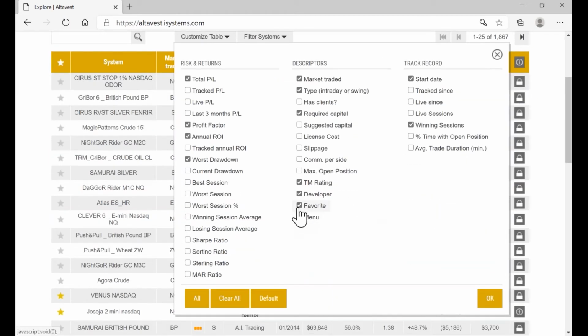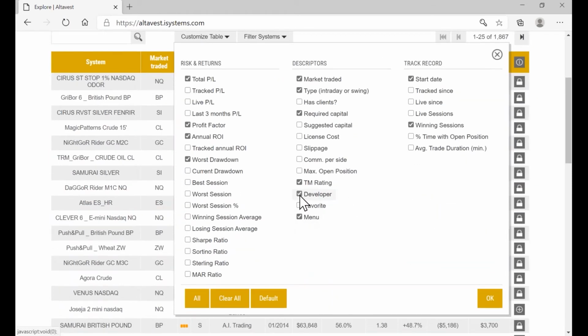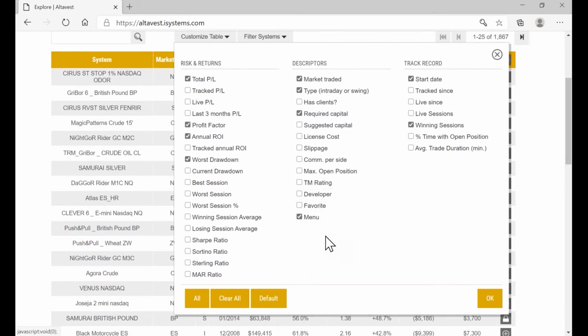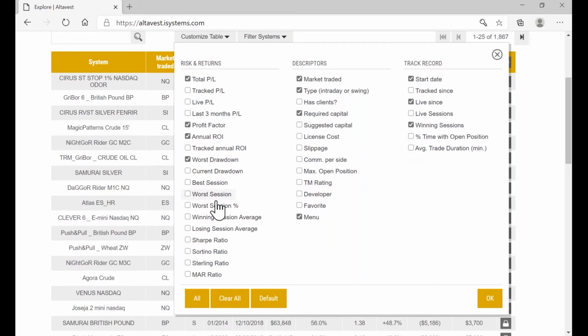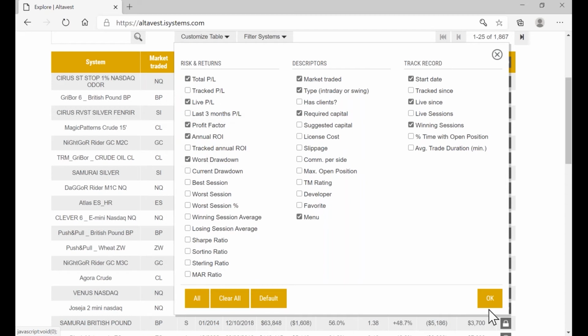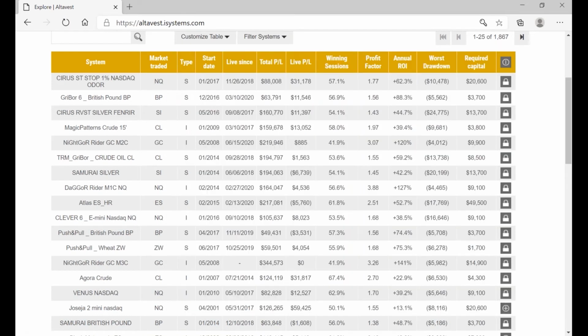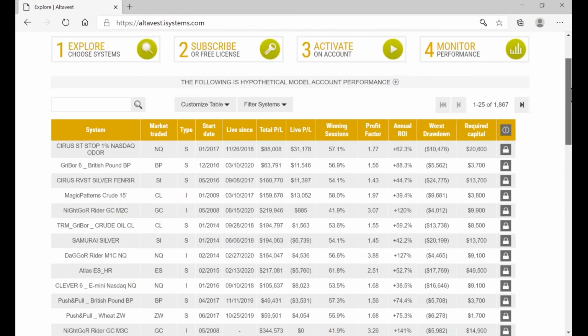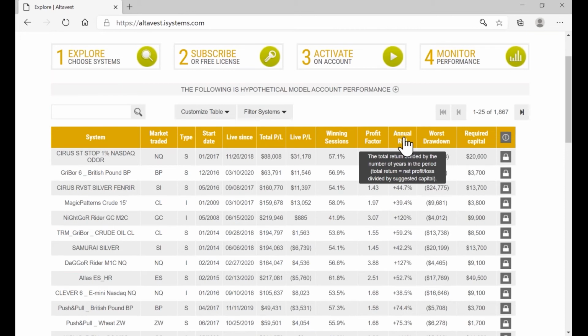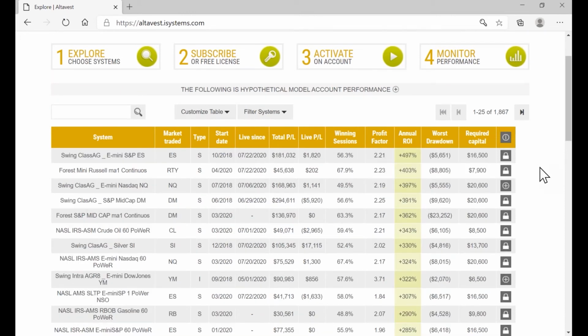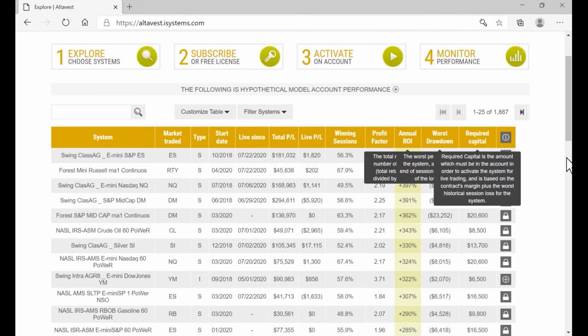You can perhaps remove some of these criteria and maybe add some others. Perhaps you're looking at the live profit and loss. And then you can see here that everything I just added is reflected in the table here. And you can also use a sorting here by clicking that for ascending and descending sorting.